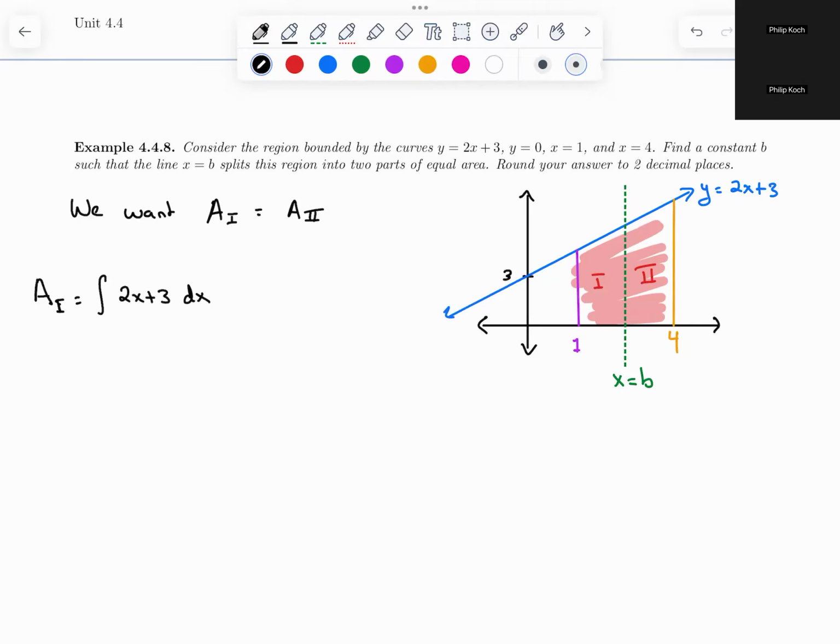What are the bounds then? 1 and b. For region 1, it goes from 1 to b. And the area of region 2 starts at b and goes to 4.